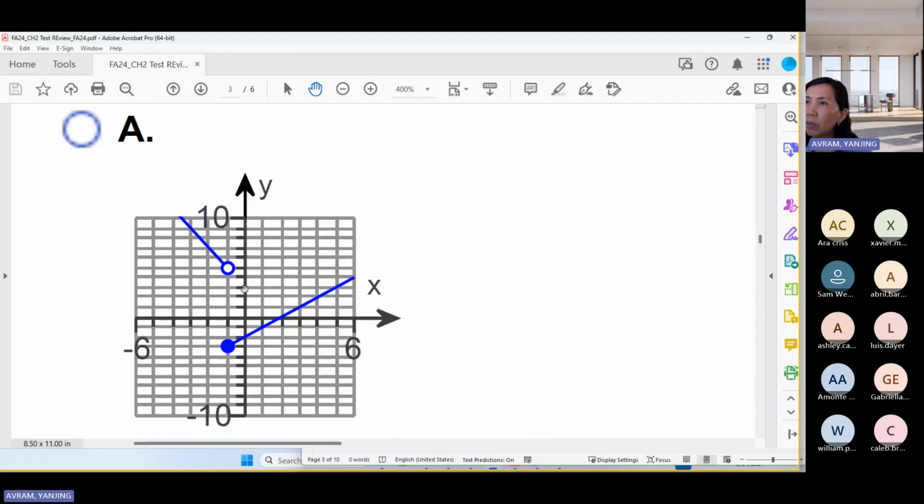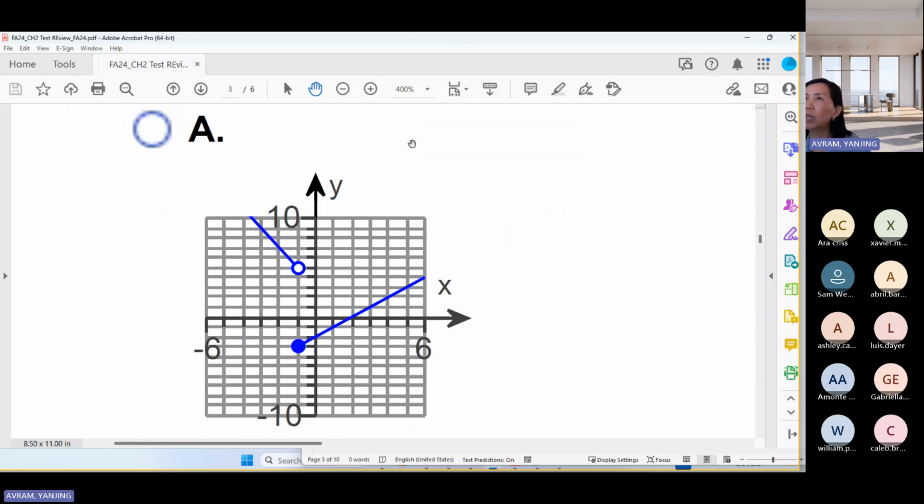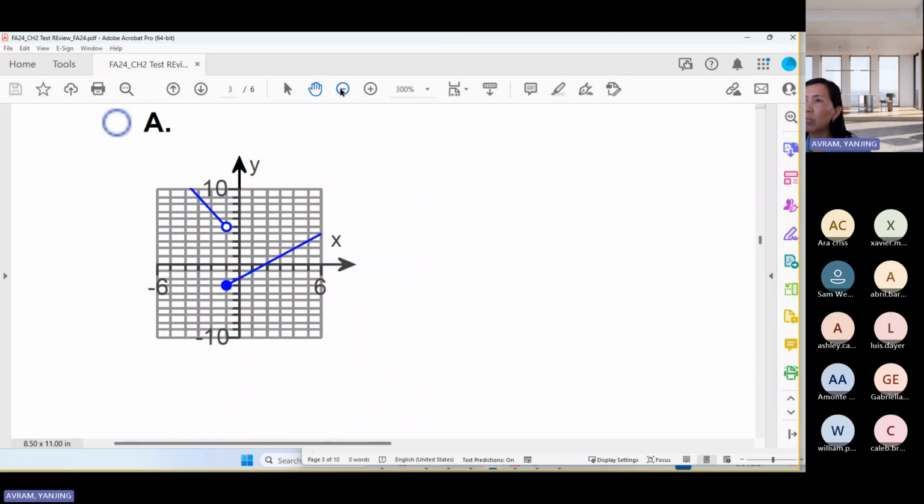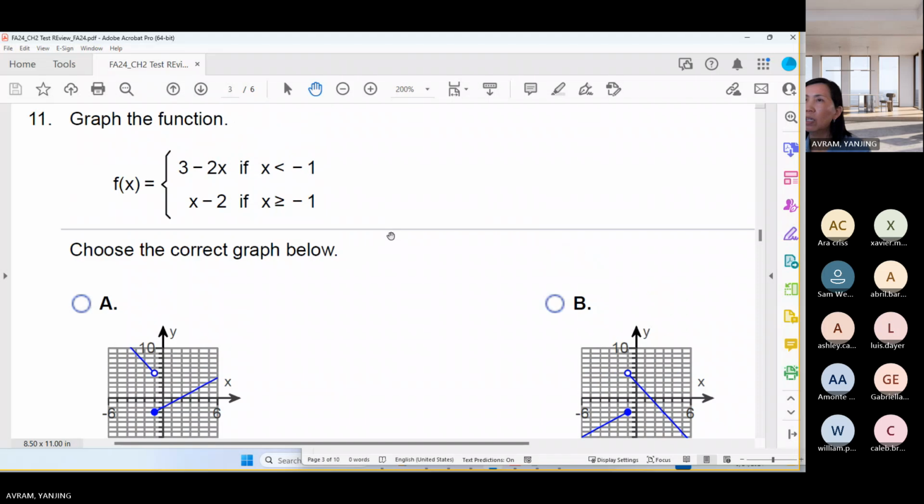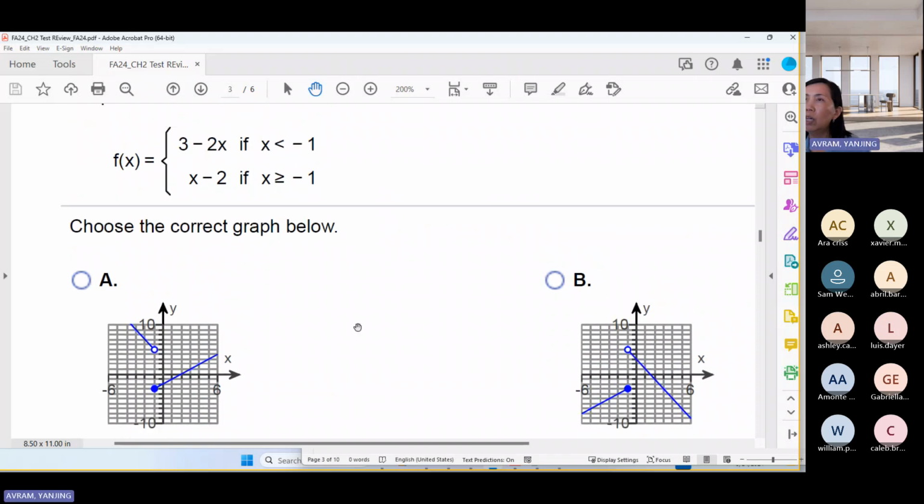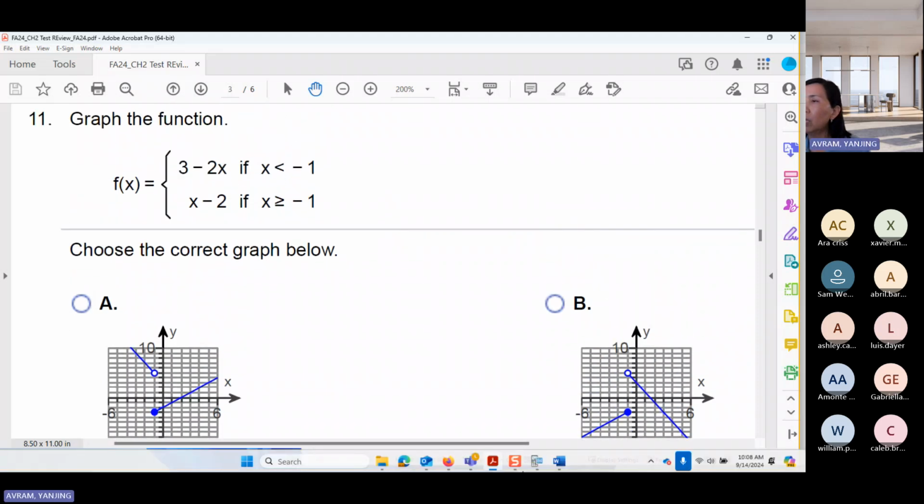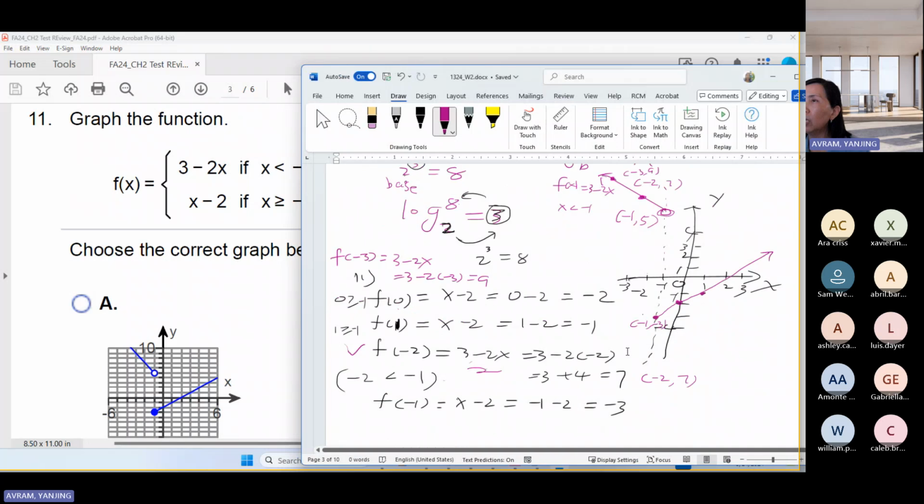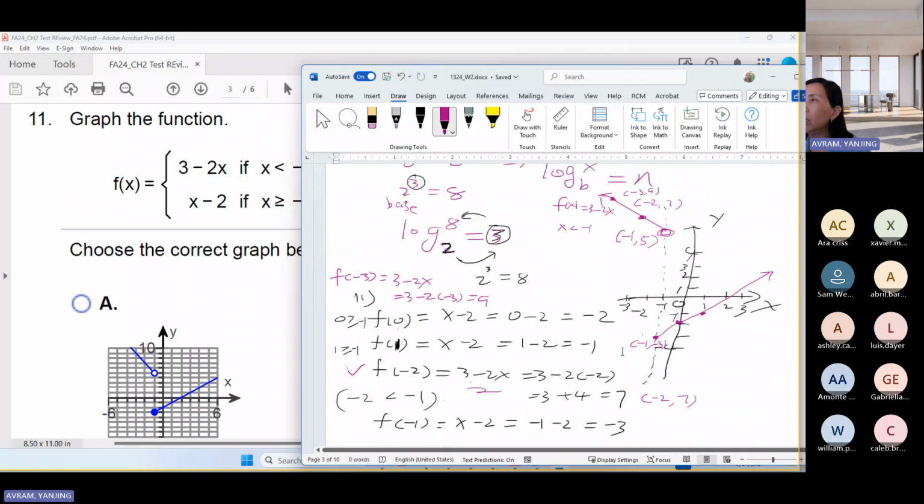So 1, 2, 3, 4, 5. Actually, this A is the correct answer. It looks like a correct one, and it's exactly right. All right, so you can put these two together and then graph on your own.